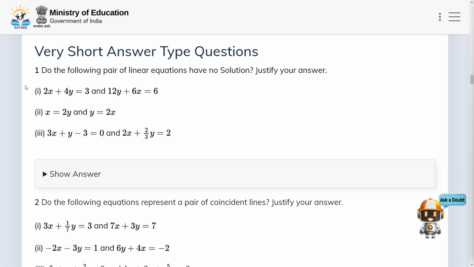In question number 1, we have: do the following pairs of linear equations have no solution? We have to justify our answer. So we have been given these pairs of linear equations and we are asked whether they have no solutions. Okay, so let us solve it.